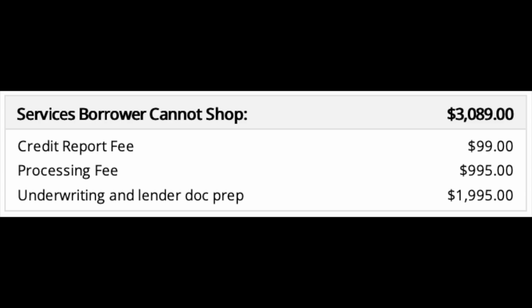So this includes the credit report fee, the processing fee, and the underwriting and lender doc prep. So this is pretty standard as well. This basically is the cost that the lender passes on to the borrower. When I used to work in mortgages, we used to say that it's basically the cost to keep the lights on. It's basically what the lender charges to pay the loan officer, to pay the assistants, to prepare all the documents and everything like that. It may seem like a lot, $3,000.